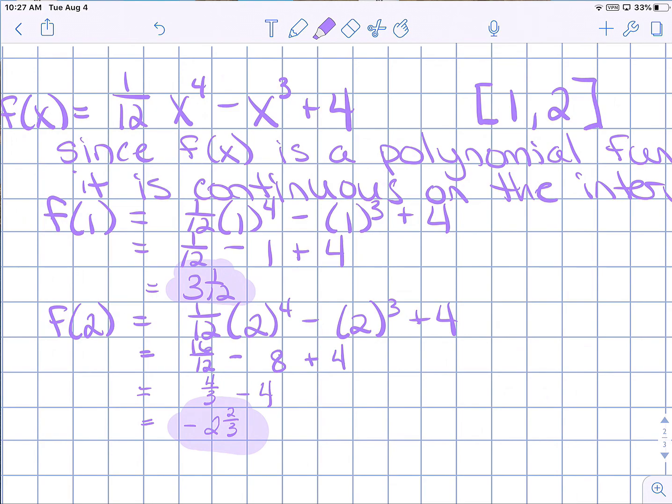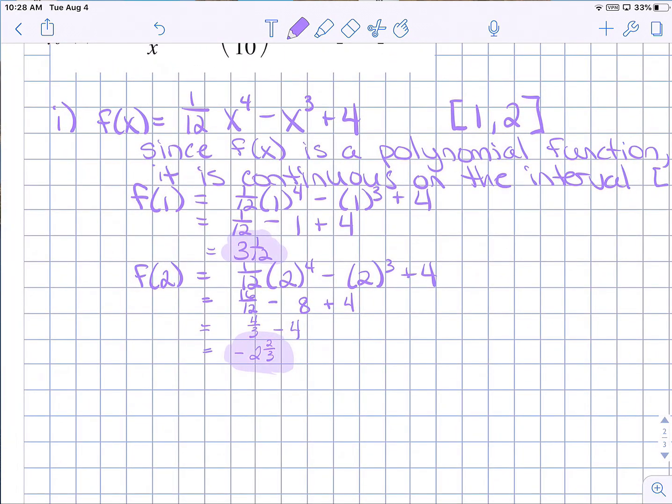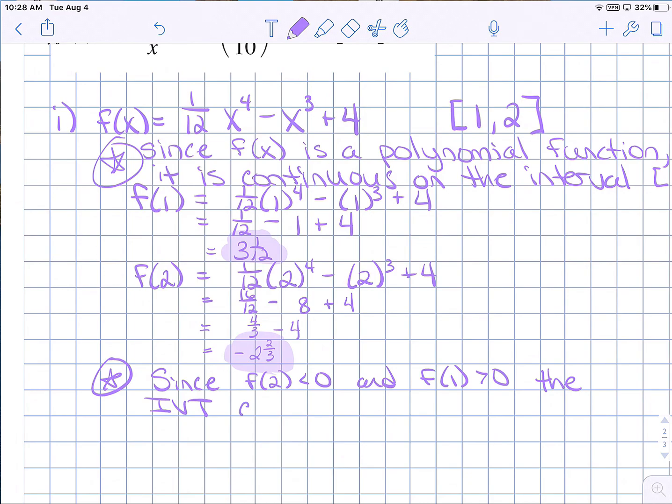So here's the way you need to write this out. If you don't write it out this way, you don't get all of the points. This is not a complete answer unless you write it this way. So first things first, you must state that this polynomial is continuous. Secondly, you must say, since f of 2 is less than 0 and f of 1 is greater than 0, the intermediate value theorem guarantees, oh, I always forget how to spell guarantees. Guarantees, I think that's right, that f of x will equal 0 on the interval 1 to 2.